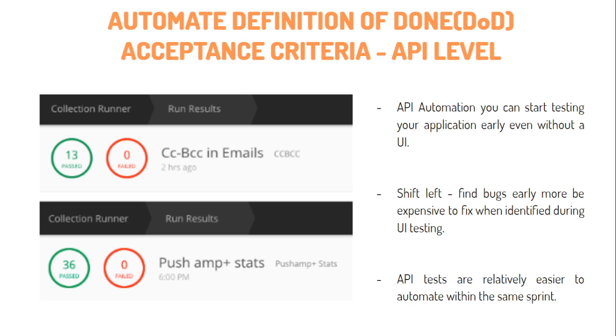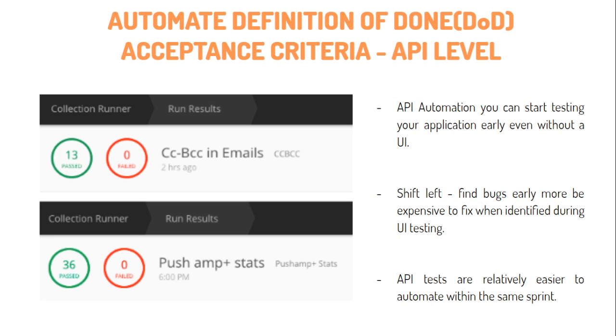So if you want to transition to in-sprint test automation, the first step should be to automate the definition of done. You need to automate the acceptance criteria for all the user stories that you have.